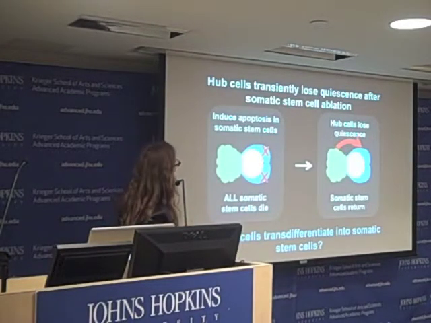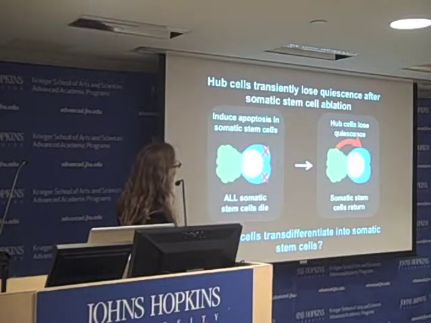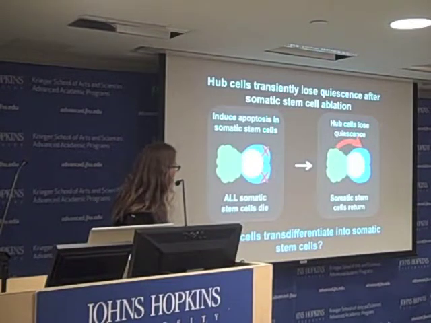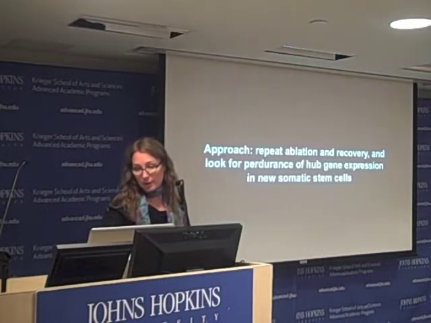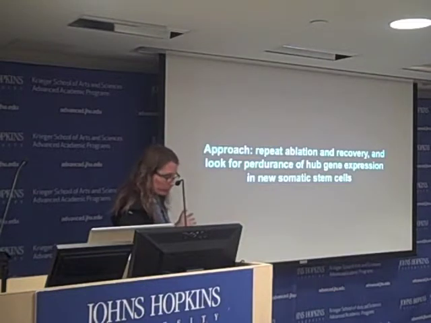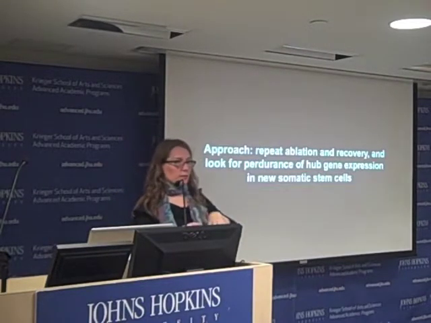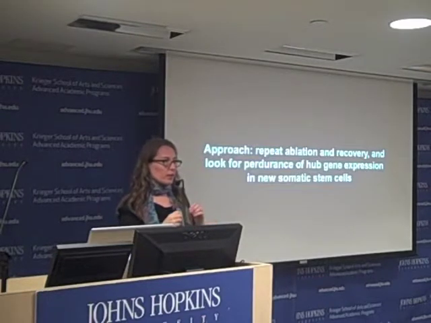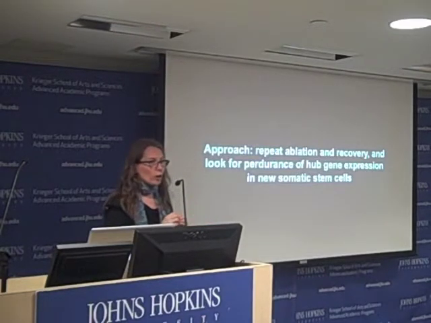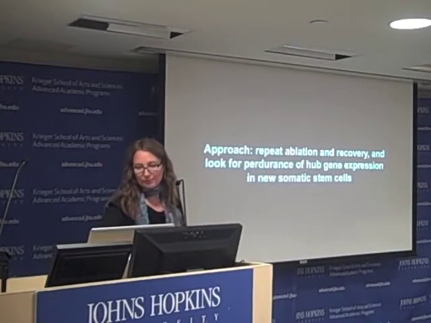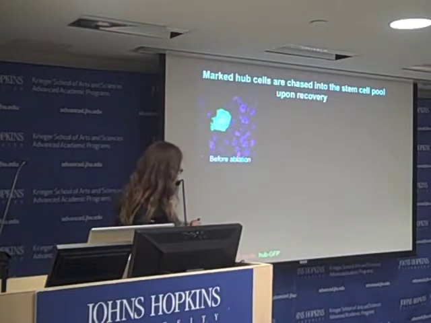So I've shown you that when we kill these cells, we actually see a loss of quiescence in the hub cells, suggesting that they are going to make new stem cells. So how do we figure this out? We repeated this experiment again, but now we introduced a transgene into the flies that would mark the hub. And it's going to mark it temporarily. It's not going to mark the cells indefinitely, but it should mark them for several days. So this is the marker we used.